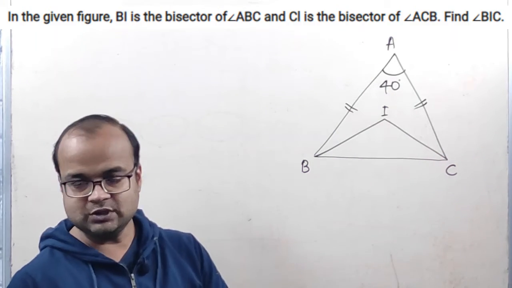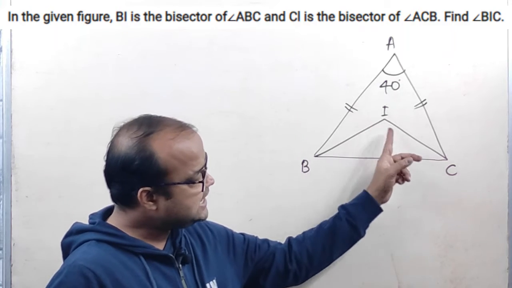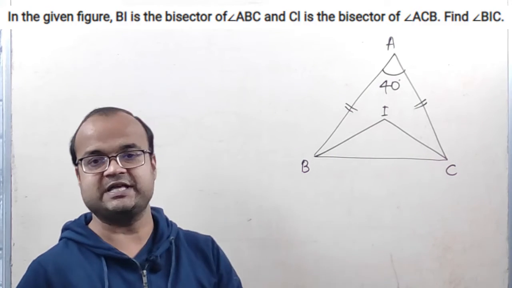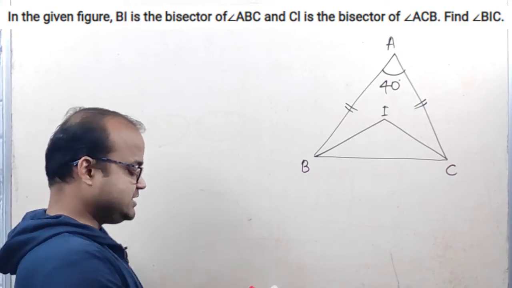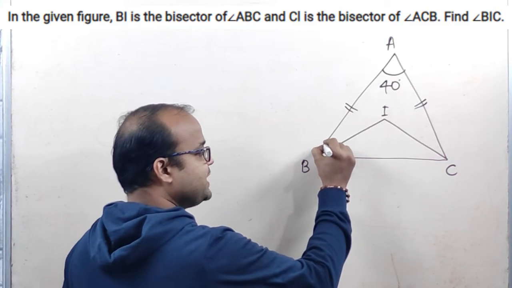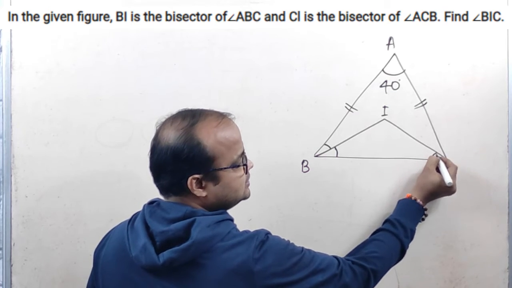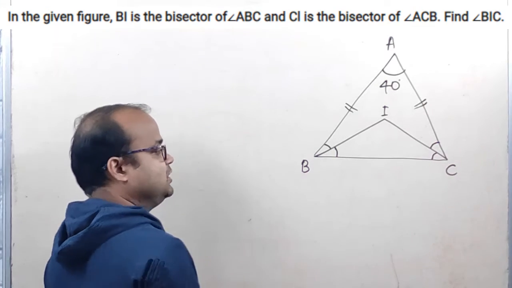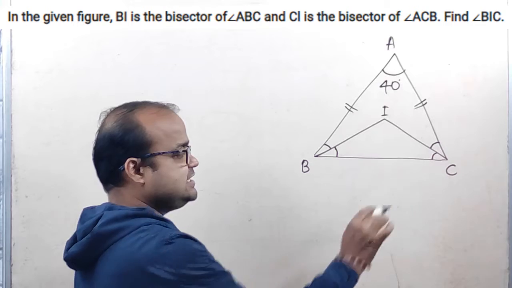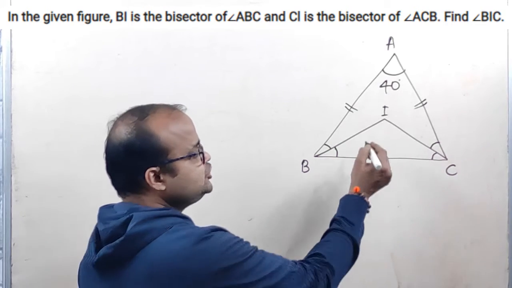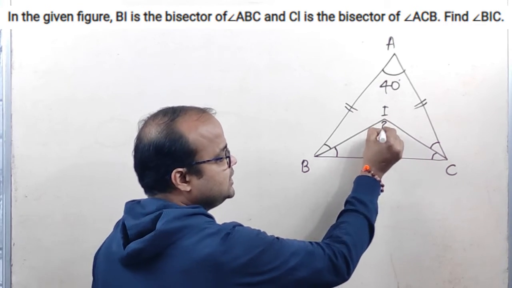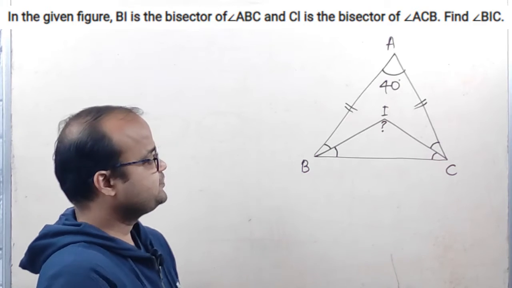Now moving into the next problem, it is given to you as in triangle ABC, side AB and side AC are equal, BI and CI are the bisectors. Bisector means these two angles are equal and these two angles are equal. So BI and CI are the bisectors. So we need to find out angle BIC.